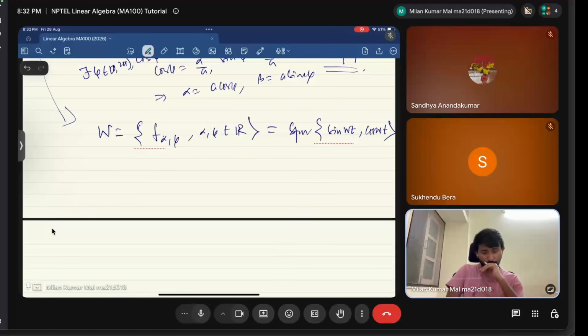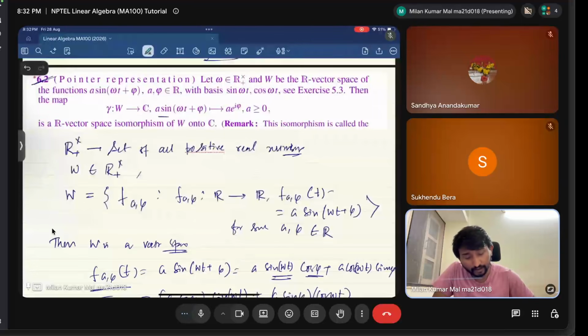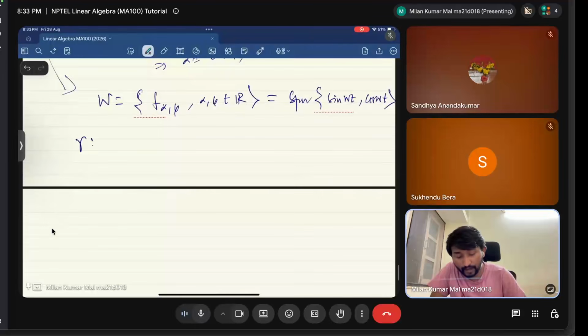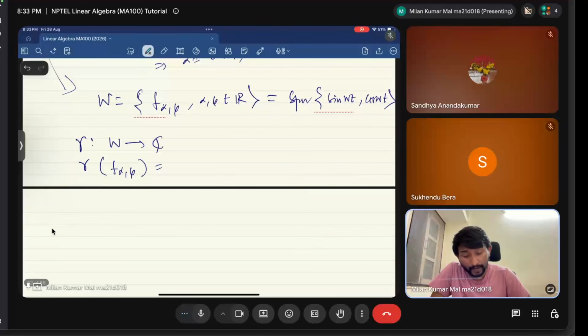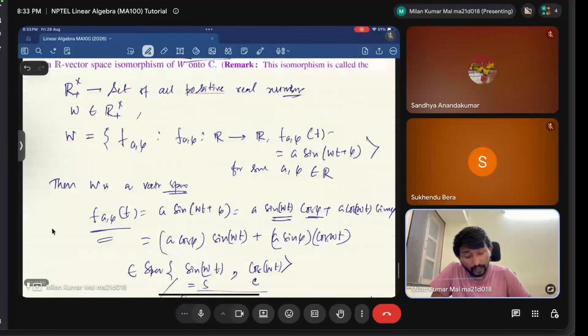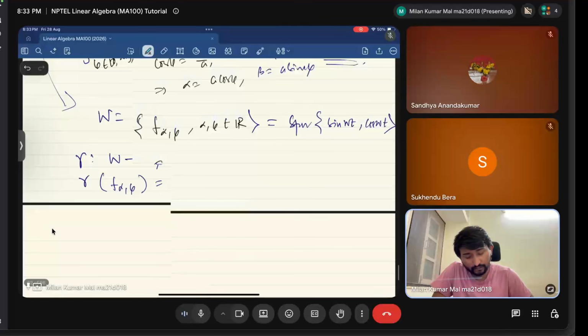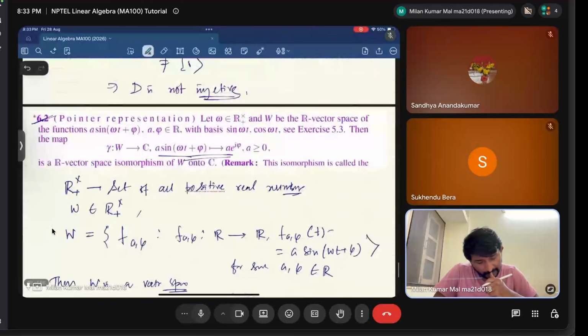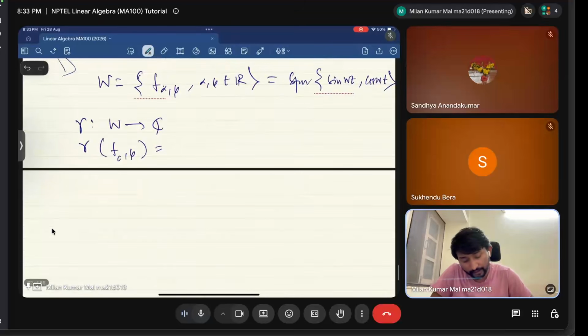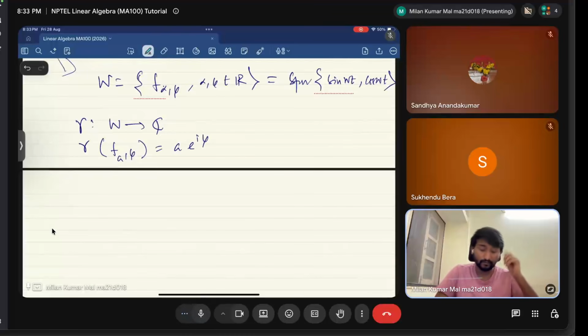Okay, let's go back to the question. This is not the question; the question is here. Let gamma be a map from W to C, mapping the function f of a, phi to the value a e to the power i phi, where a is greater than 0. Sorry, it is a, not alpha. That is the map.